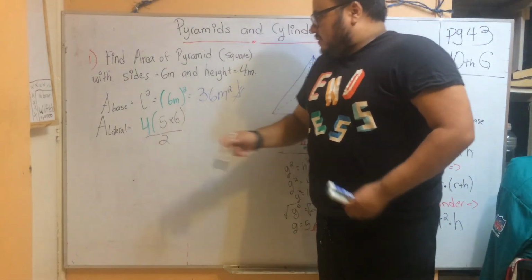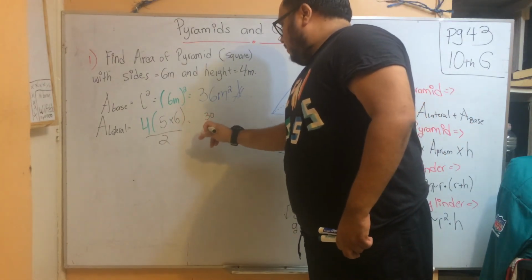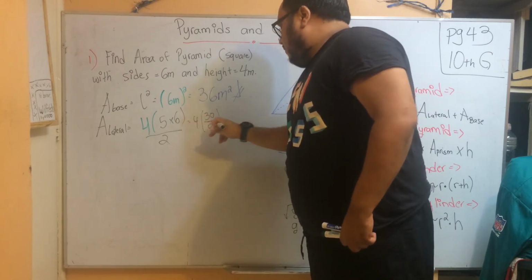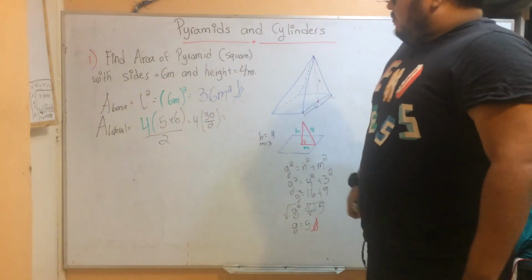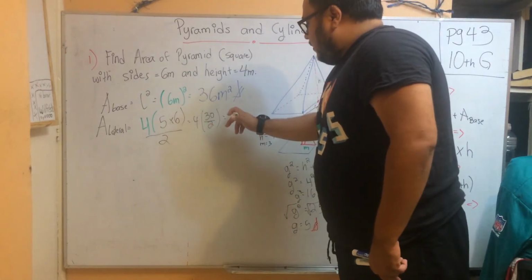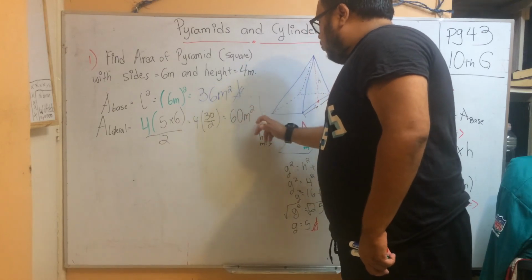So 5 times 6 is 30, divided by 2, and all of this times 4. 30 divided by 2 is 15, and 15 times 4 is 60 meters squared.